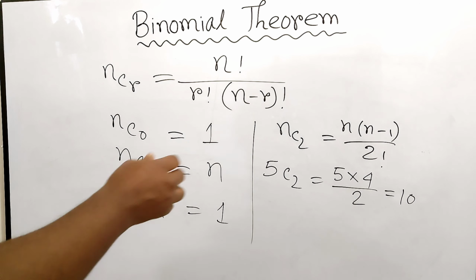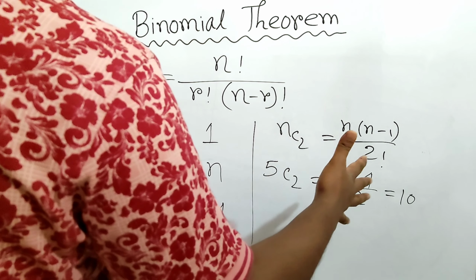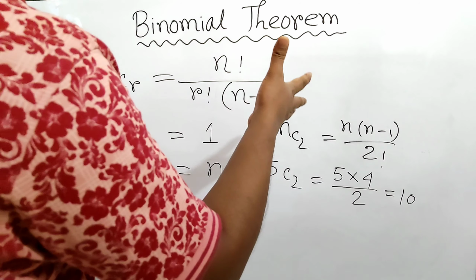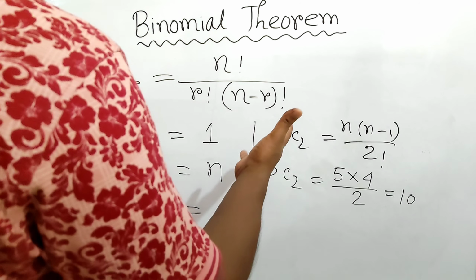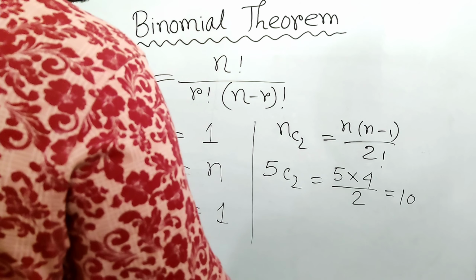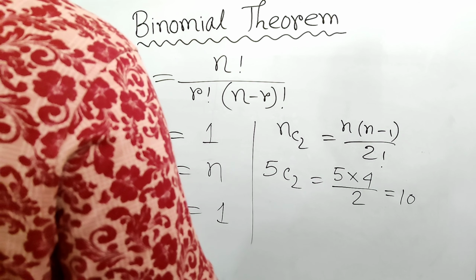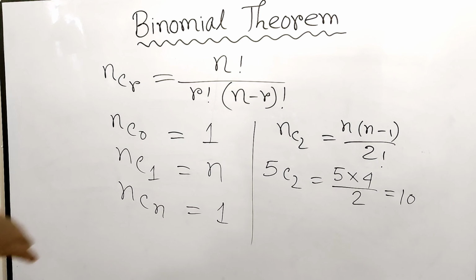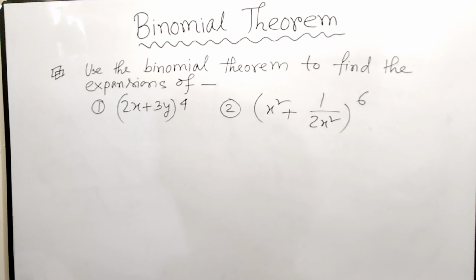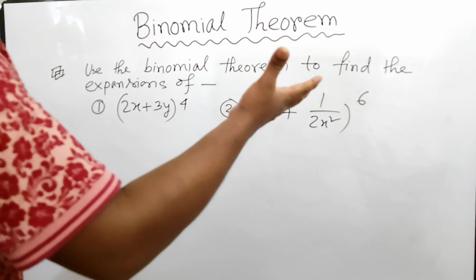But if the numbers are so large, then you can use your calculator, because the formula is given on your calculator. You can find any value of NCR. Okay, now I'll try to solve some problems by using the binomial theorem. Let's say some problems will be like that.